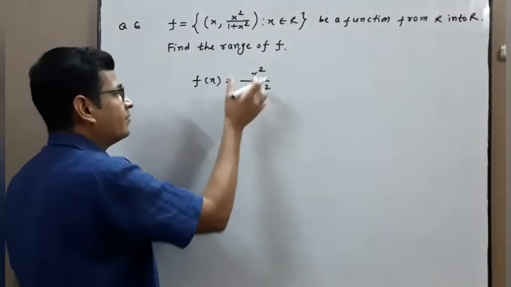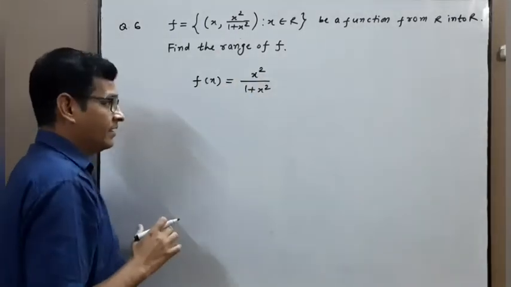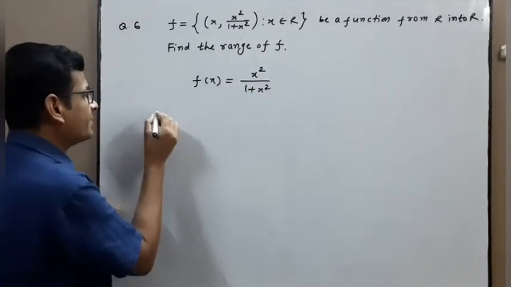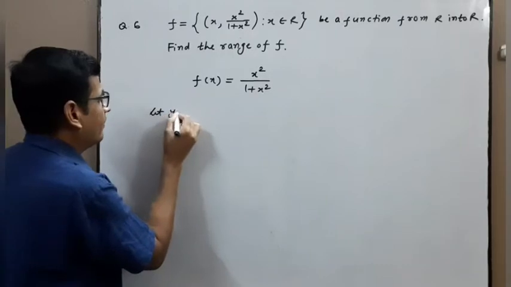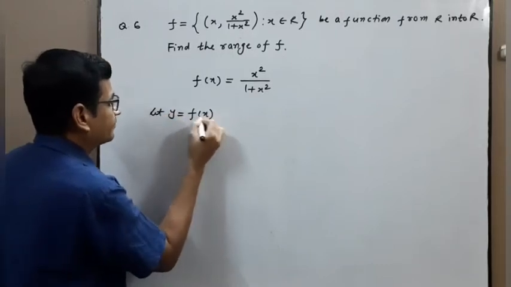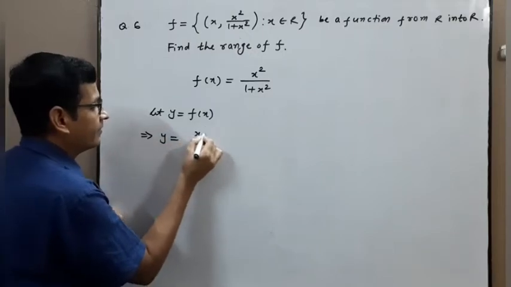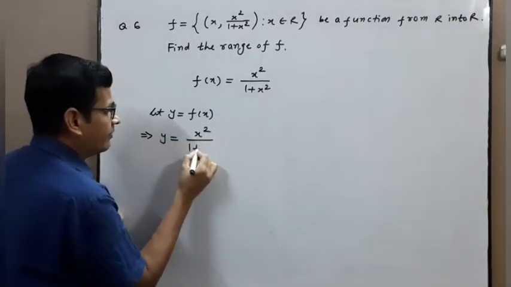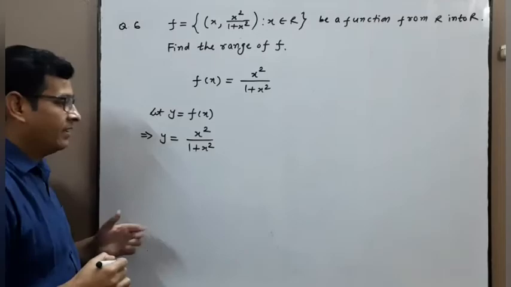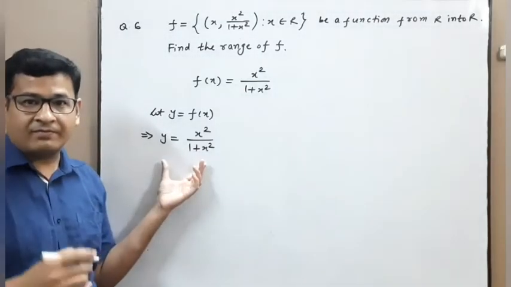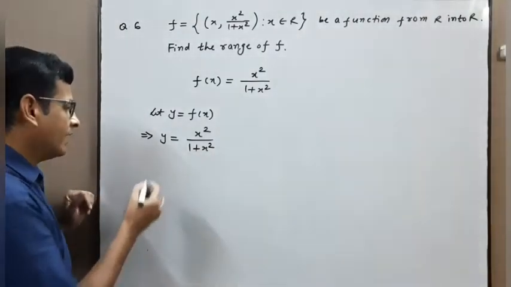This is a rational function, polynomial upon polynomial. In such types of functions, the first step is to let y equal to f(x). Now substitute the value of f(x), x square upon 1 plus x square. Now simplify this equation and find the value of x in terms of y.